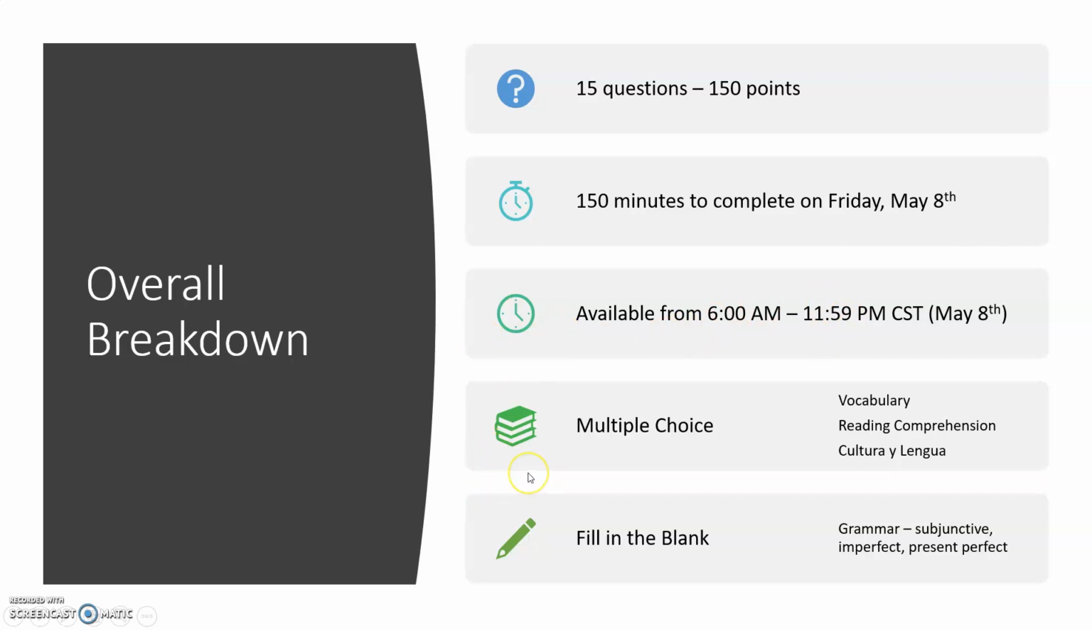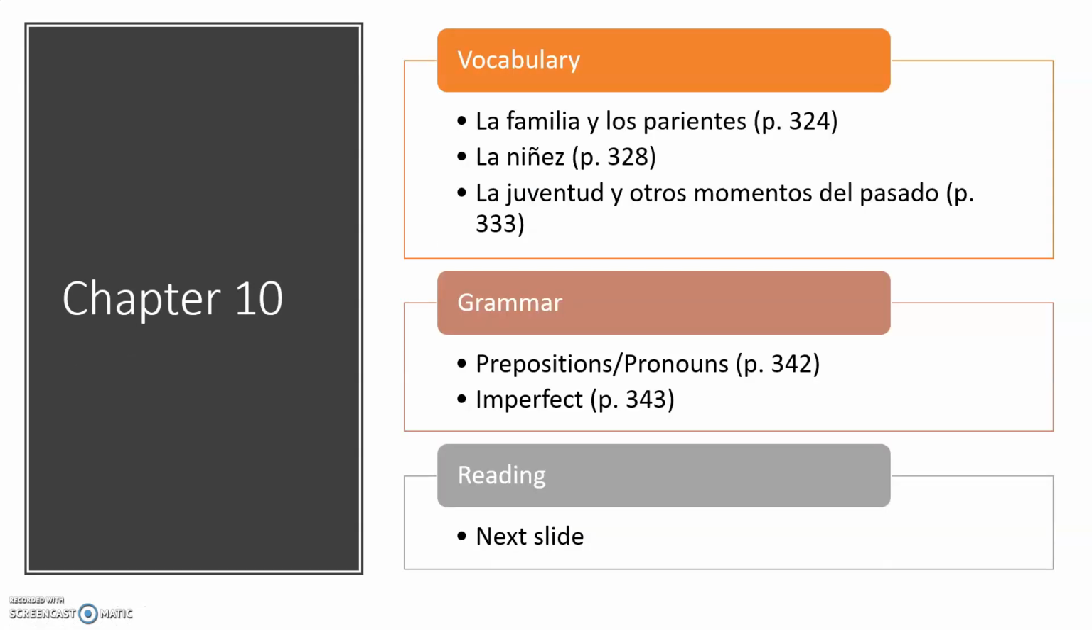Okay. Most of the exam is going to be multiple choice. We're going to have vocab, reading, culture, and language, but there will be some fill in the blank sections, and this is mostly going to be for grammar, particularly when we're thinking about the subjunctive, imperfect, and present perfect. And I'm going to send you guys some PowerPoints that go over these grammar topics, okay? So this is the overall information that you need to know for the final exam. Remember that it is going to be on Connect.